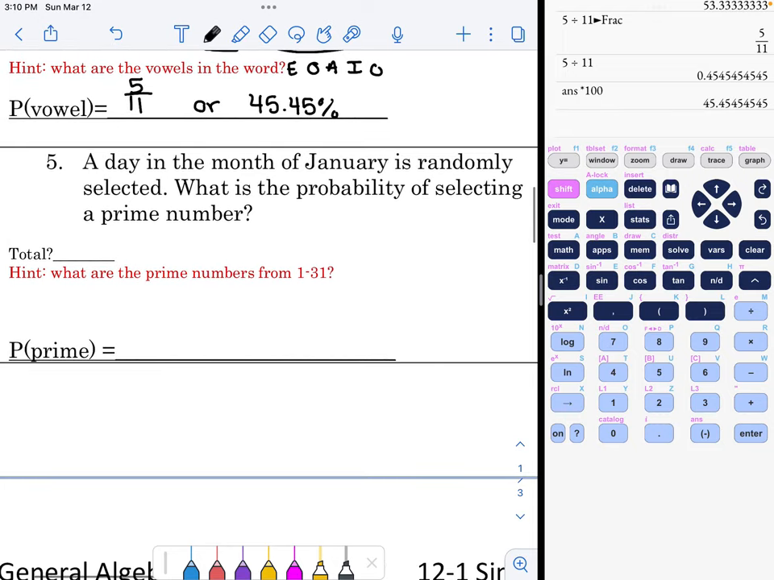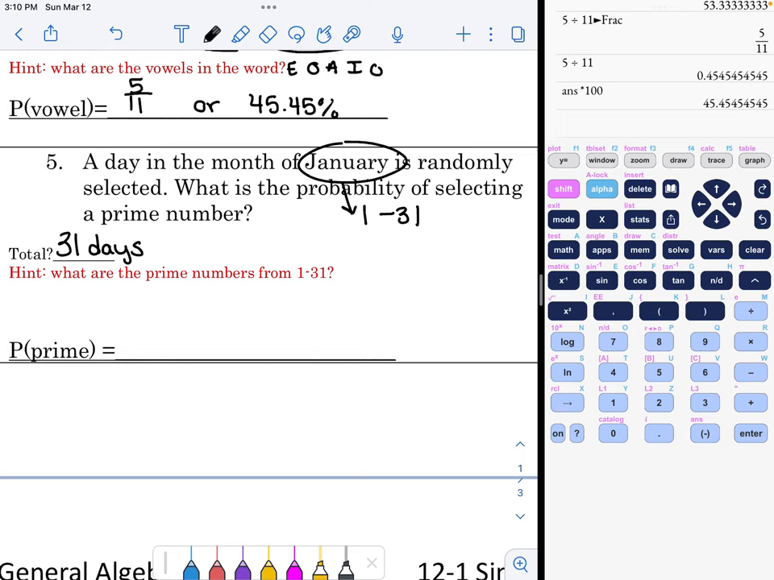A day in the month of January, so we're focusing on January, is randomly selected. What is the probability that it's a prime number? Oh my goodness. Well, first of all, you need to know that January has 1 through 31 in it. So there are 31 total days.